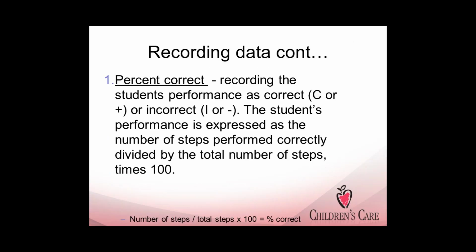1, percent correct. Recording the student's performance as correct or incorrect. The student's performance is expressed as the number of steps performed correctly divided by the total number of steps times 100.